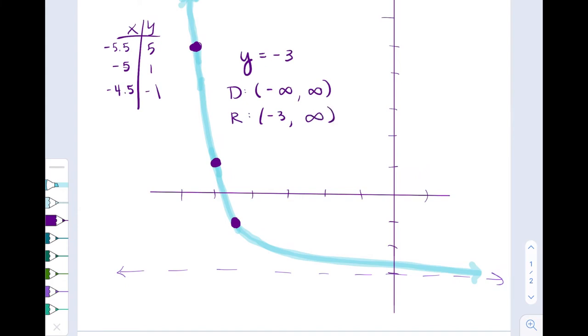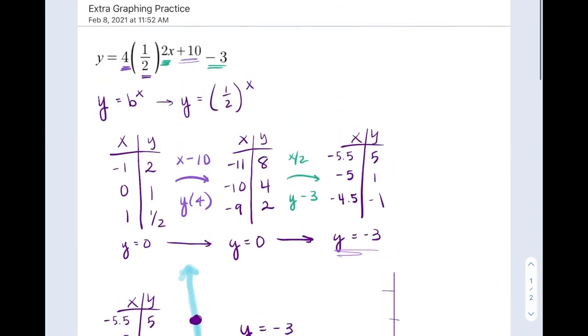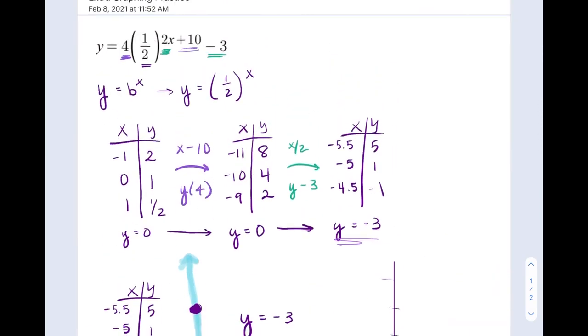Okay, so that is an exponential function graphed from start to finish. Let's take a look at what we did. We start with our parent function, which is always the base raised to x, and we input -1, 0, and 1 for our x values.